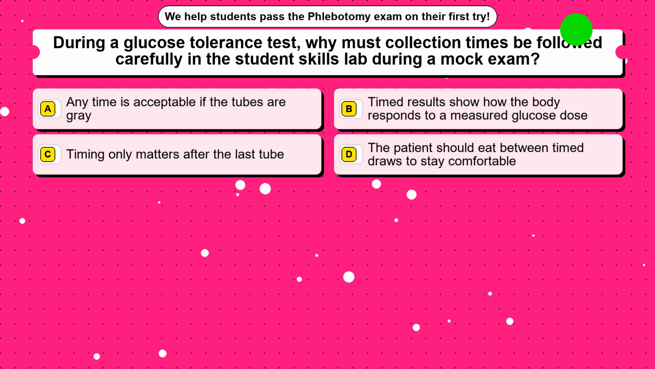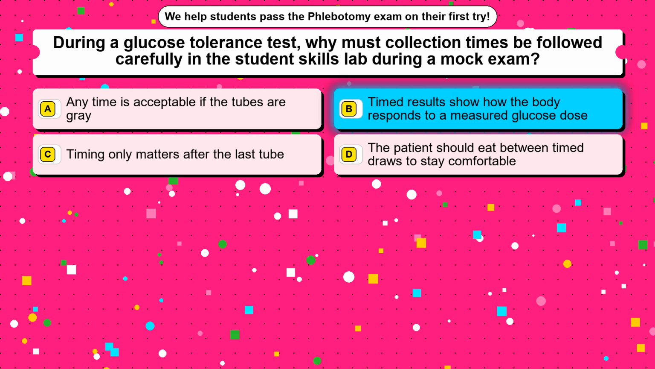Question 49. During a glucose tolerance test, why must collection times be followed carefully in the student skills lab during a mock exam? Option A. Any time is acceptable if the tubes are gray. Option B, timed results show how the body responds to a measured glucose dose. Option C, timing only matters after the last tube. Option D. The patient should eat between timed draws to stay comfortable.